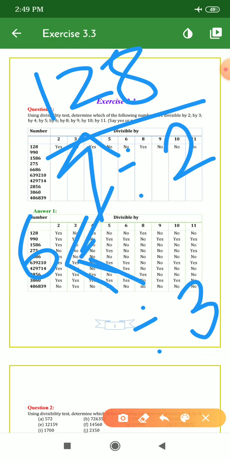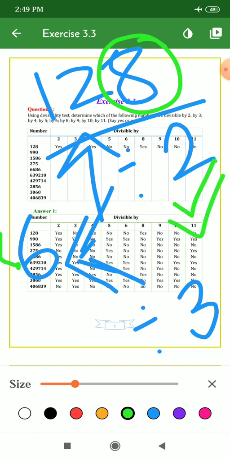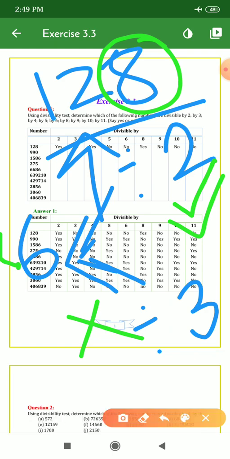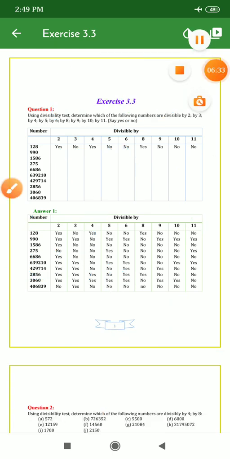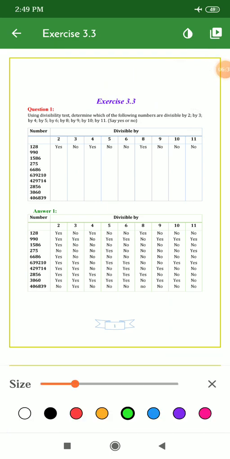But as you can see, for divisibility by 2 it is right, yes, for this. But for 3 it does not hold. So the rule will not be followed for 6. So the number will not be divisible by 6. Okay. Same way, now we proceed for 8.